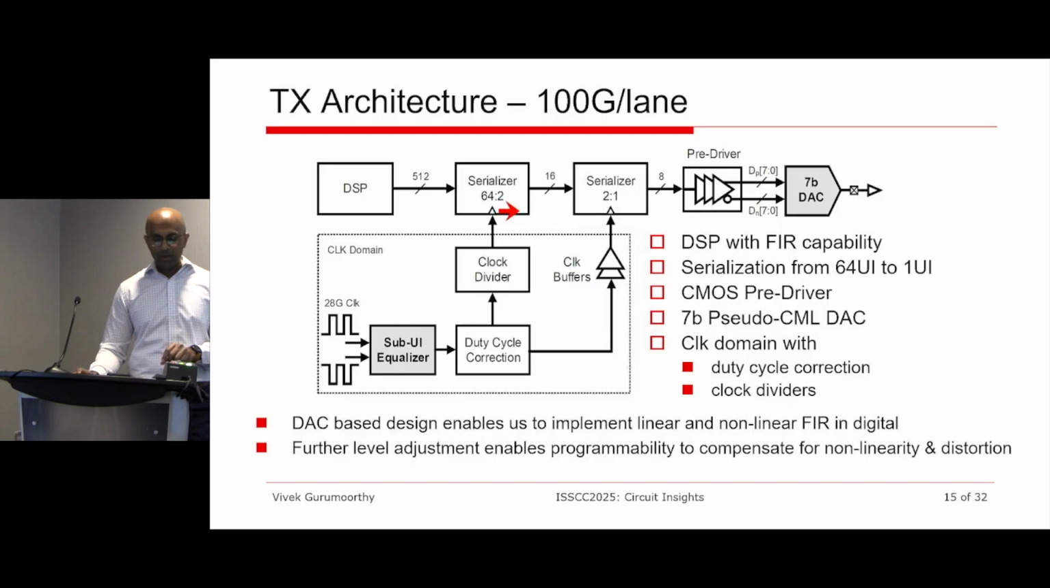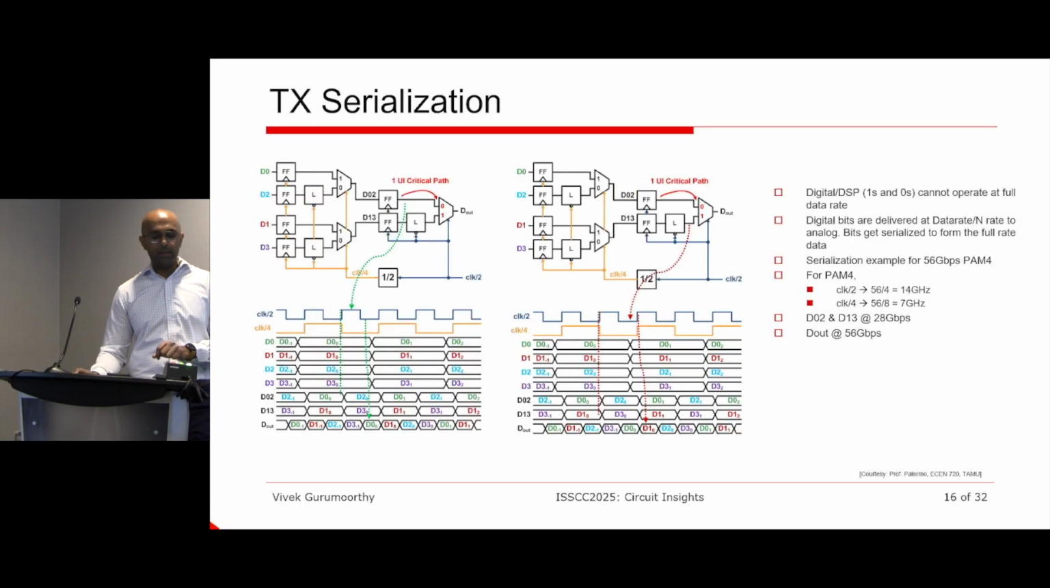Now let's take a look at a couple of these sub-blocks. So first, let's take a look at the TX serializer. As I was saying, all the digital zeros and ones cannot work at the same rate as the rate you want them to. You want our TX to be transmitting, right? So obviously it's going to work at a slower rate, but in parallel, which you're going to serialize.